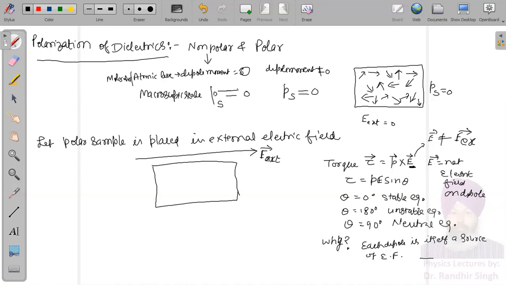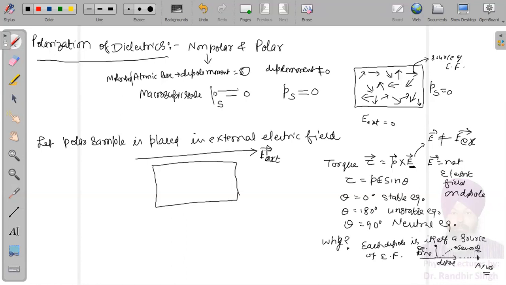So we know that if this is a dipole, we have found the expression for electric field on the axial line. We found this expression in school physics. Then we have also found the electric field on equatorial line. And then we have also found the electric field due to a dipole at any general point. And at all these three places, the electric field existed. So out of these dipoles which are in the sample, every dipole is a source of electric field.